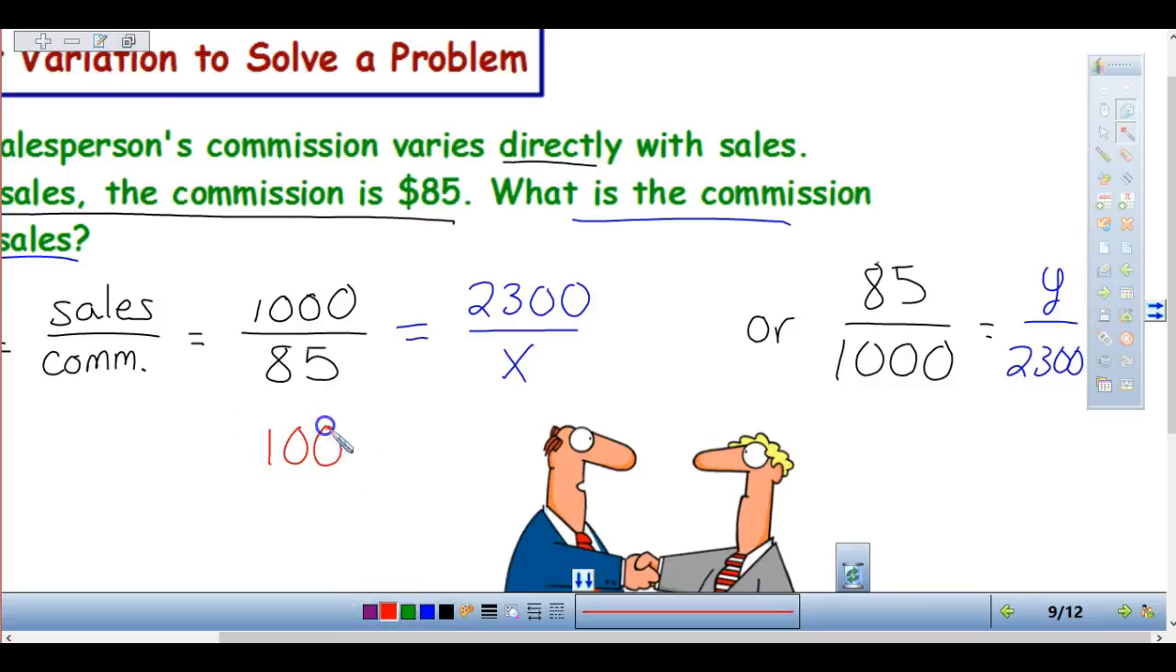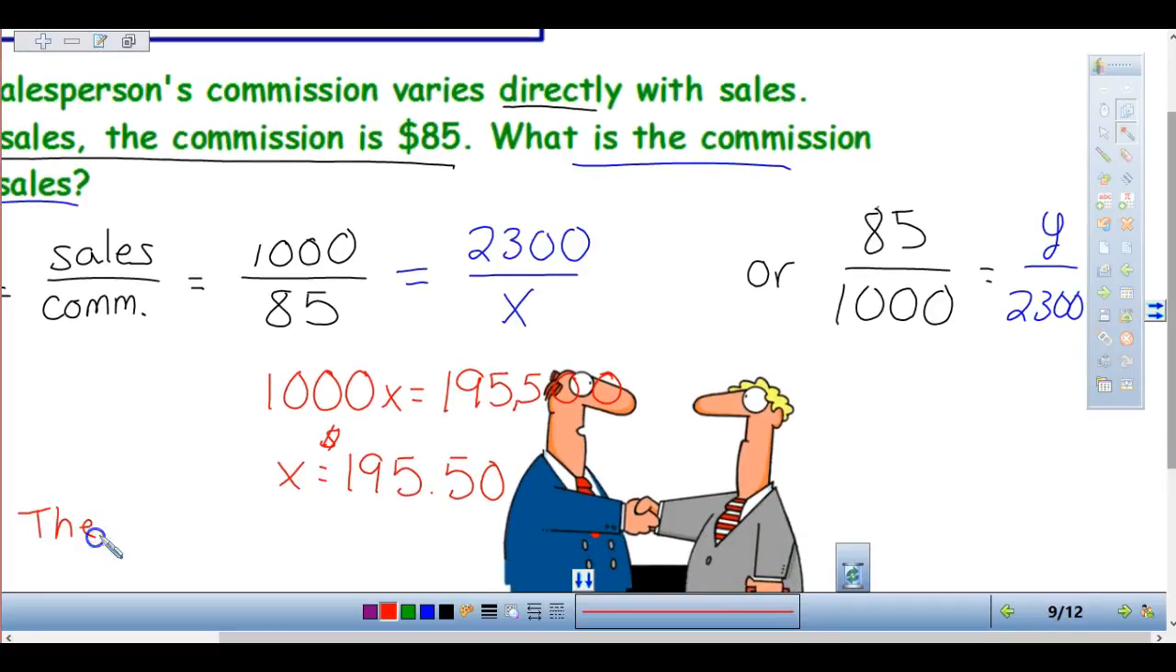So we are going to get 1,000x equals 195,500. Divide that, so he's going to make, or she, $195.50. So that's for the commission. So again, then make a statement afterwards. What does that mean? Okay, well for this problem, the commission is $195.50 when sales are 2,300. So again, it's setting up that proportion as you're solving it. And again, it doesn't matter sales over commission or commission over sales. That really doesn't matter.